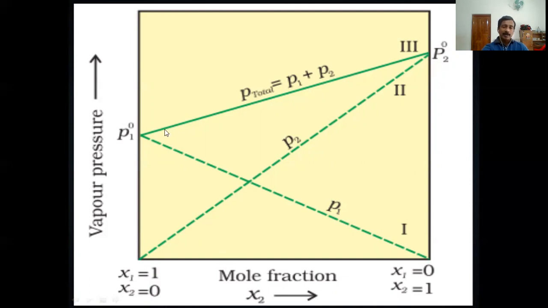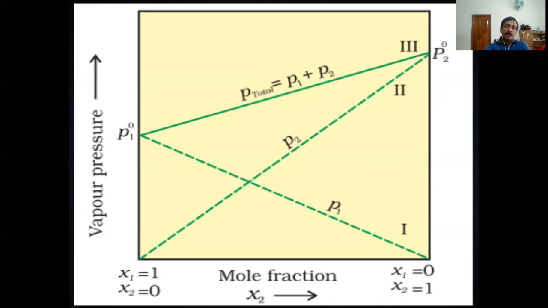So here it is, the vapor pressure curve of component 1. It is a straight line, you can see it. Here, as the concentration of X1 decreases, vapor pressure also decreases, and when its concentration becomes 0, vapor pressure also becomes 0. In this case, X1 is equal to 0 and X2 is equal to 1. Therefore, the vapor pressure corresponding is the vapor pressure of the pure component 2, P02.